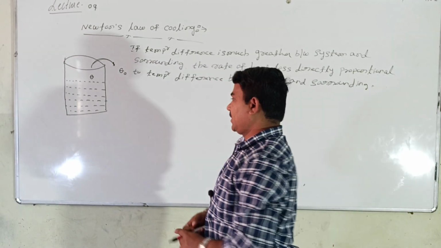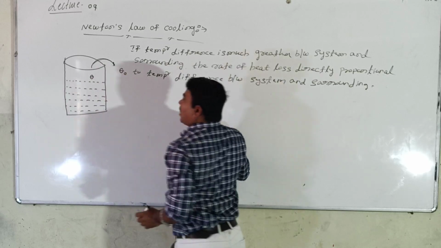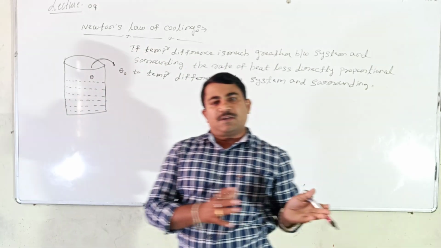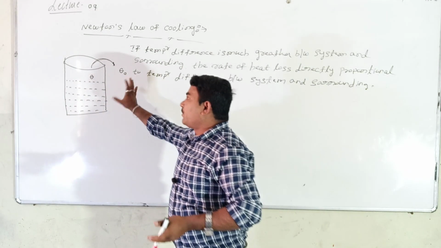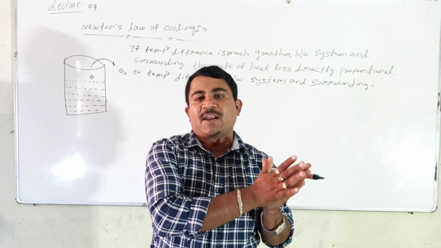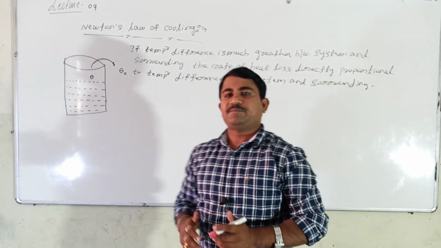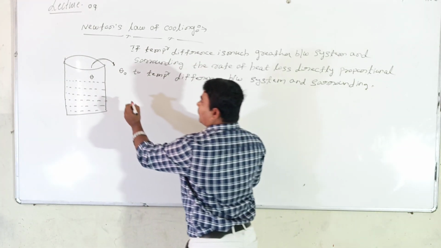How is this? If the temperature of this hot liquid is 70 degree or 65 degree, then the temperature of the surrounding must be 30 degree. There is not much more difference. The difference must lie from 40 degree to 60 degree or 40 degree to 35 degree. See here, what does Newton's law of cooling say?